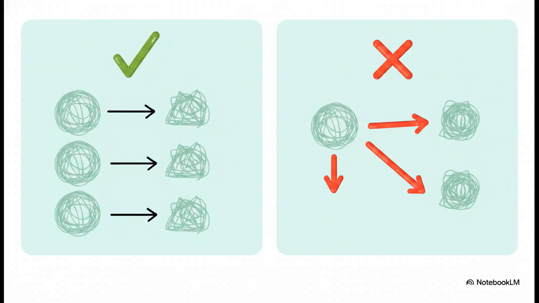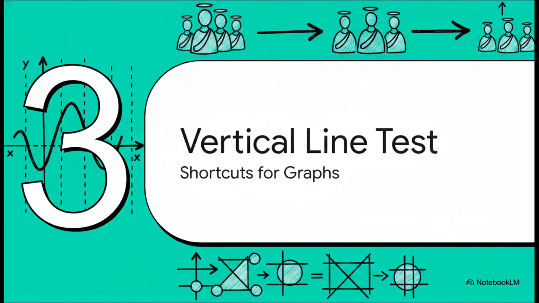But take a look at a scenario where it fails. If input 1 is suddenly shooting out two different arrows, one heading to output 4 and another to output 5, well, it's exactly like our broken vending machine giving us two totally different snacks from the same button. That completely breaks the rule, so therefore it is not a function. All right, Section 3, the vertical line test, shortcuts for graphs.